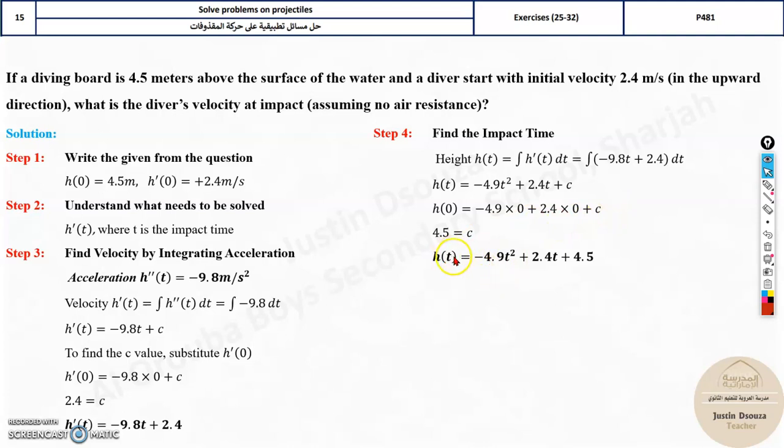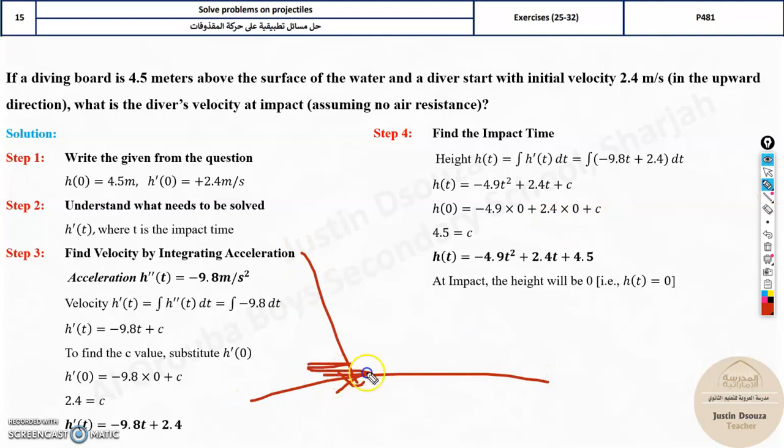Now we got the position. Now over here, we know that the impact height must be 0. Impact means it's touching the surface, it's touching the initial base. That must be 0. So you must understand this.